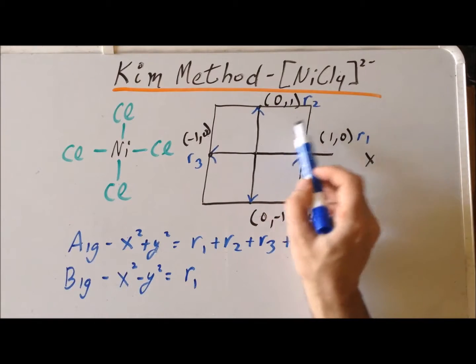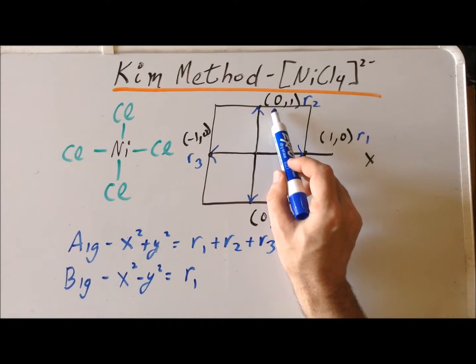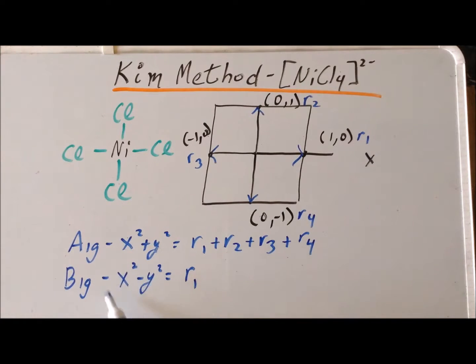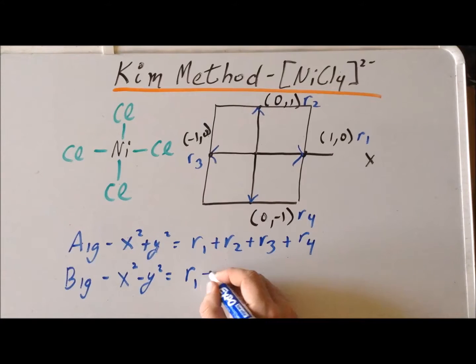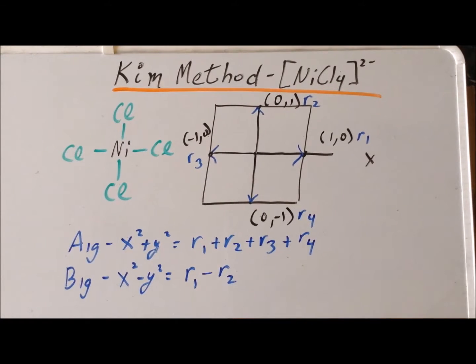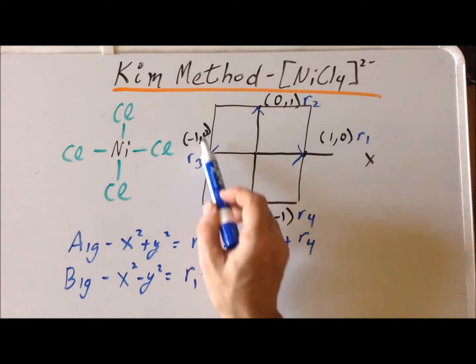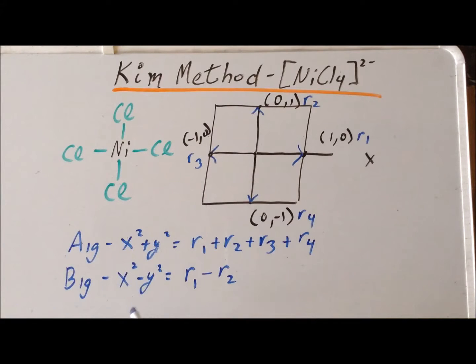Now we get something more interesting because with R2, the value of x is 0, but the value of y is 1. So now the value of x squared minus y squared is minus 1. So the coefficient of R2 is going to be minus 1. So we have R1 minus R2. For R3, x is equal to minus 1, y is equal to 0. So x squared is equal to 1, minus y squared is 0. So this gives us a value of, again, 1. Our coefficient of R3 is going to be a plus 1.